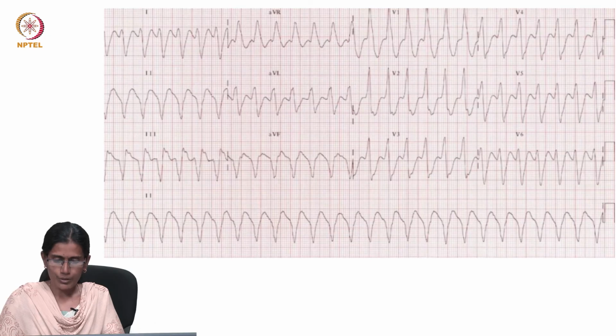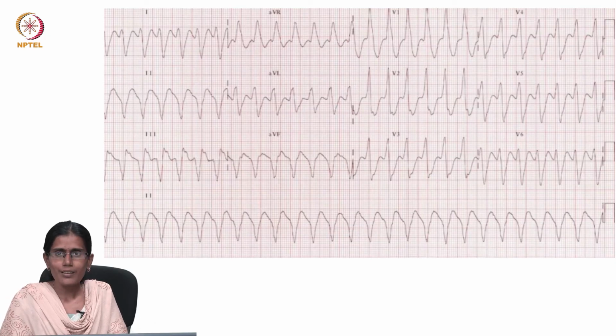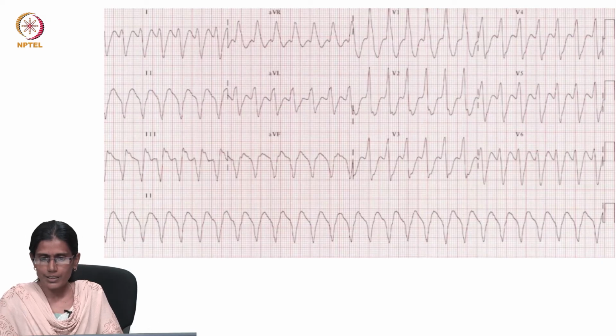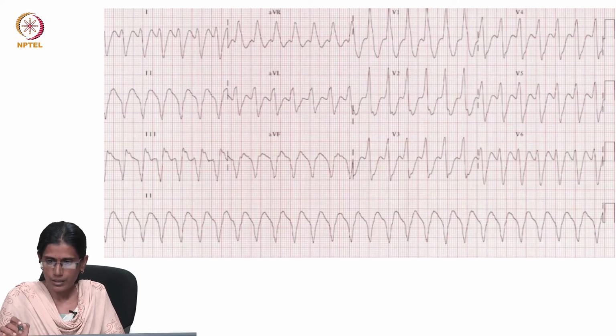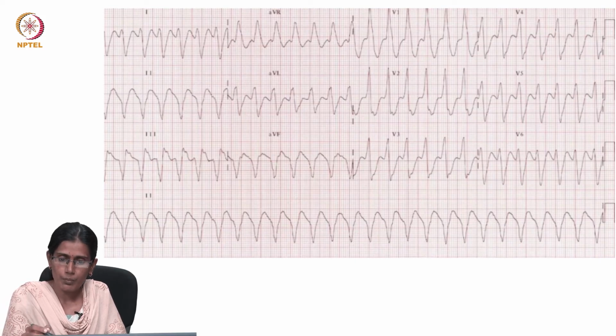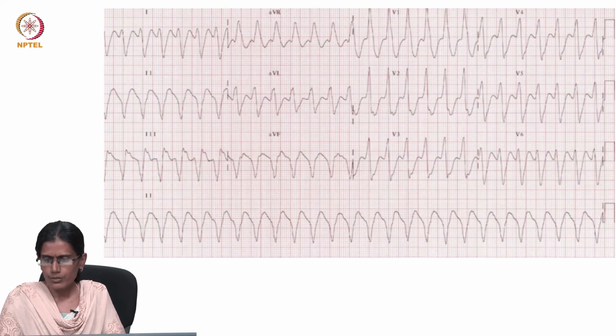So, we are finally coming to the end. Whether it is VT or SVT with aberrant conduction, we are going to apply the Brugada criteria. Is there any concordance? No concordance. Some of the complexes are positive and predominantly here you see negative complexes. But you see RS complexes from V1 to V6.